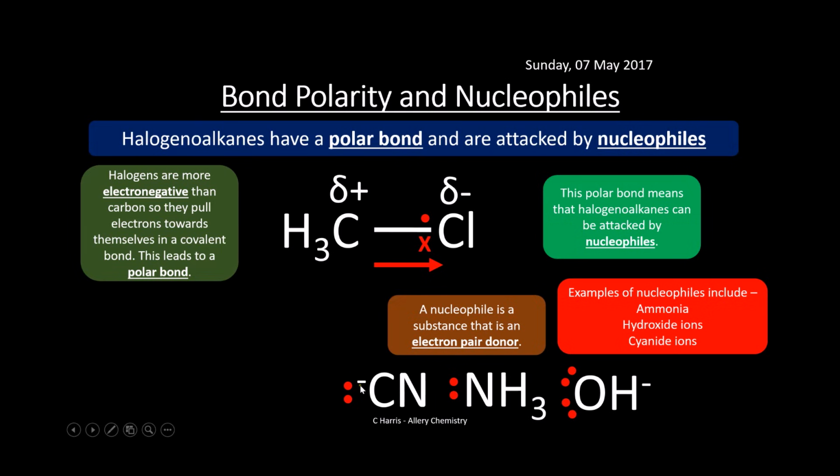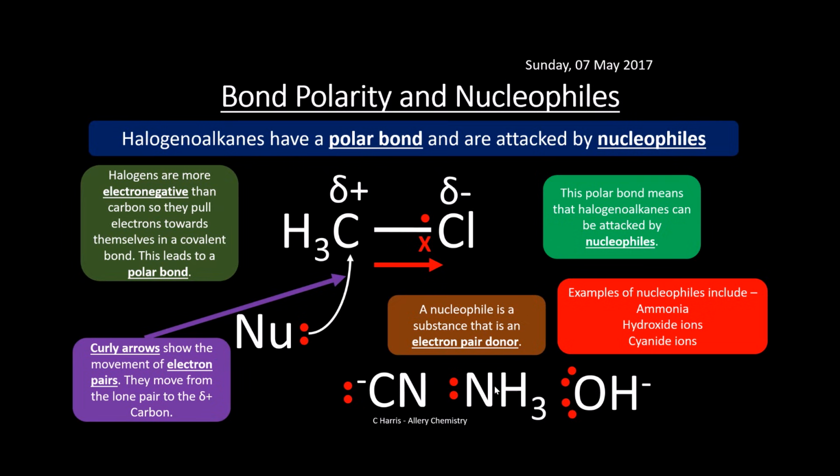Notice they don't have to be charged. Cyanide and hydroxide are, but ammonia isn't, but that doesn't matter. It's the lone pairs that count. Okay, curly arrows, you would have seen these before probably. They show the movement of electron pairs. They move from the lone pair on the nucleophile to the delta positive carbon. Look, lone pair, arrow going to the delta positive carbon. You'll see a lot of this in this topic later on.